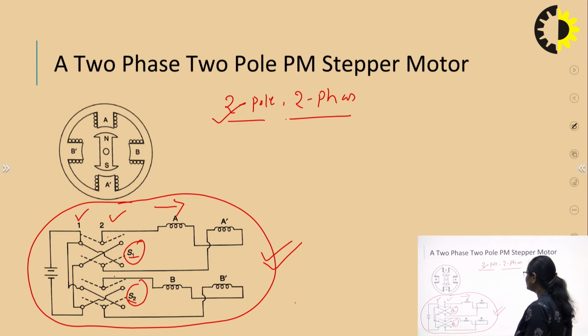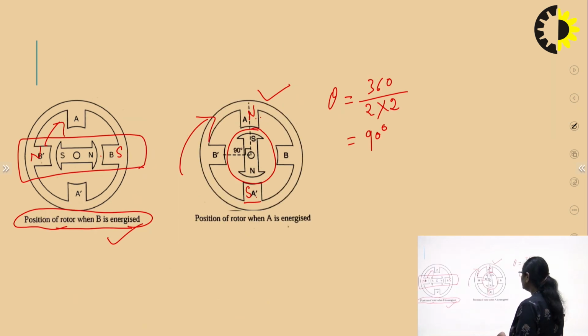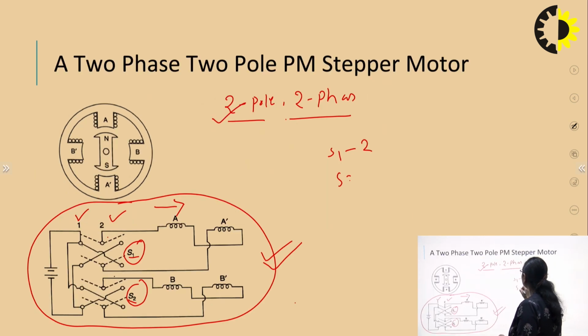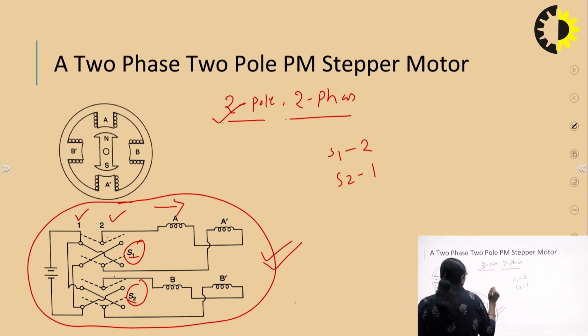Let us come back to the switching circuit. S1 is in position 2, S2 is in position 1. Let me show you the direction of current with S1 and S2 in these positions. So S1 is in position 2, so let us consider this. Now it is in position 2, so S1 is connected here. S2 is in position 1.